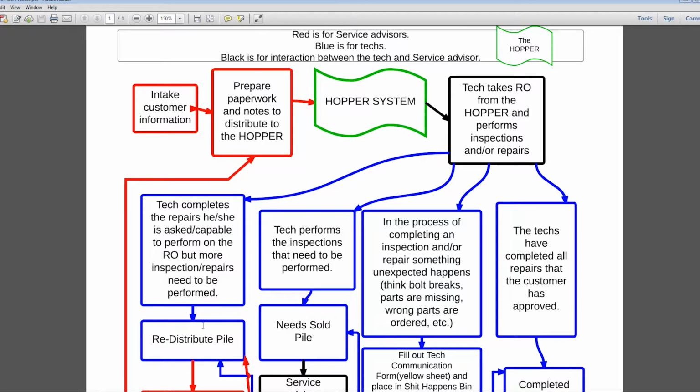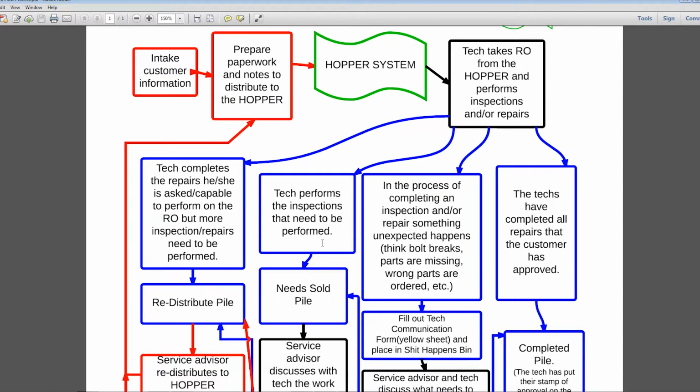And once it comes out of the redistribute pile, you might have to make new paperwork, you might have to do different things. So we put it and say it needs to come here. After we do that, it goes back into the hopper system. The technician takes it from the hopper system, and they might have done an inspection, so they did the inspections that needed to be performed, so that technician did the level 1 diagnostic. It goes into the needs sold pile. And these are not piles, these are actually bins where our service advisors can see that, hey, there's some tickets that need to be quoted, sold, that type of thing.